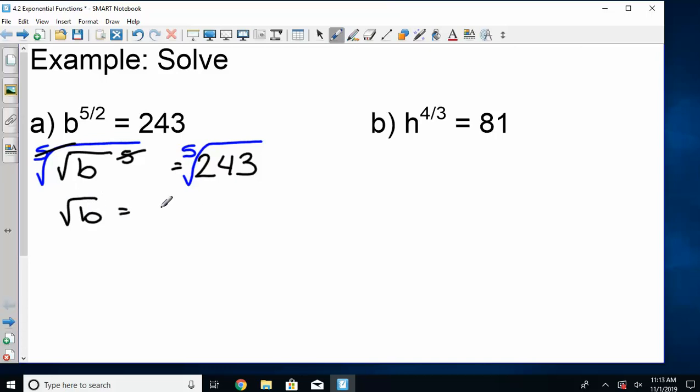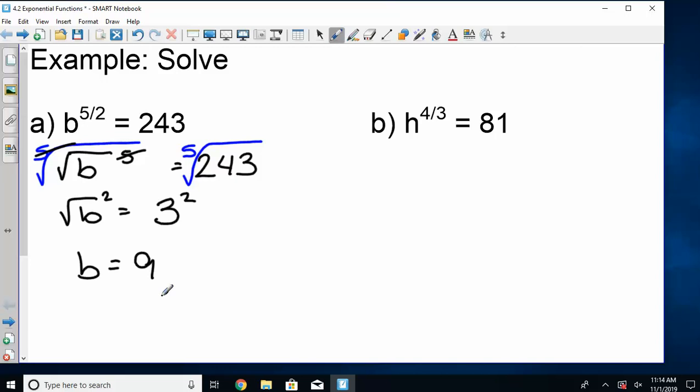what is the 5th power of 243? Sorry, 5th root. That's 3. Then just get rid of my square root, now we square, and we once again get b equals 9. This way, it looks a little more awkward to write at the beginning because you have those two radicals, but we have smaller numbers to deal with along the way.